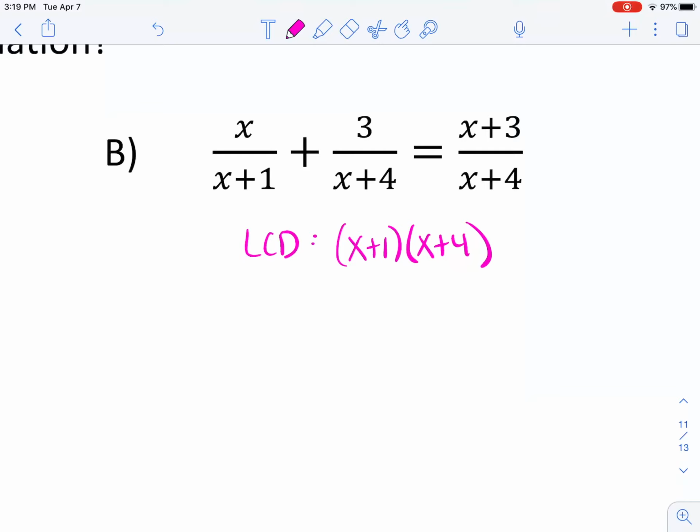So we're going to take that LCD and multiply it by each piece of this rational equation. So I'm going to multiply it by x times x plus 1.